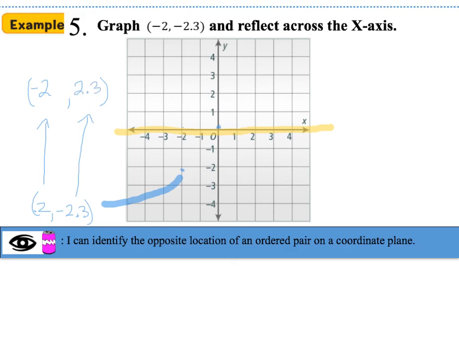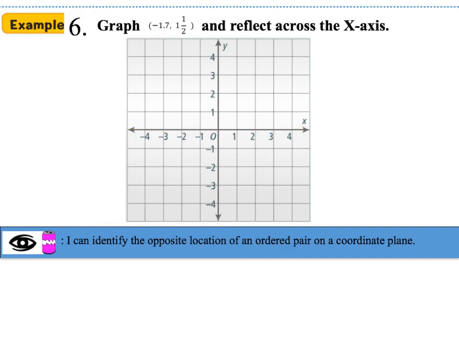So if I graph my new reflection point, it would be -2, which is on my x-axis right here. Now I'm going to jump up 2.3 spaces, which is right here. So this new spot is the reflection point, which is located in quadrant 2. Example 6 is asking us to graph the ordered pair -1.7, comma 1.5. Then we need to reflect across the x-axis.